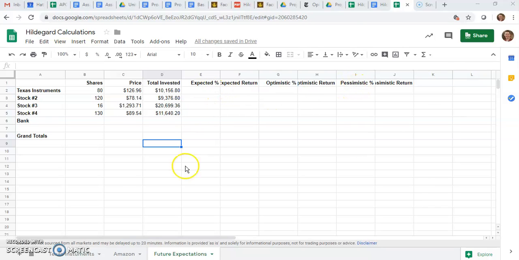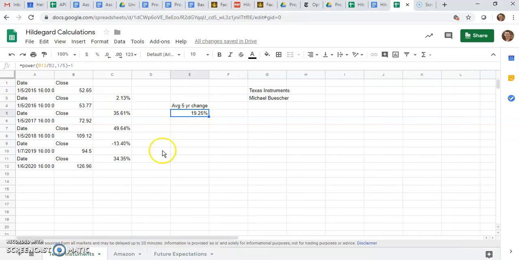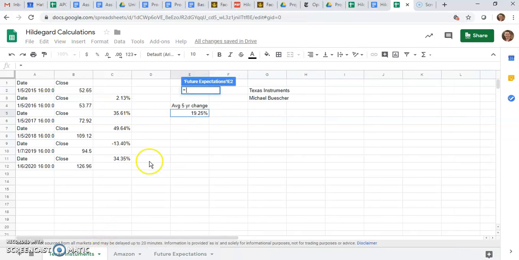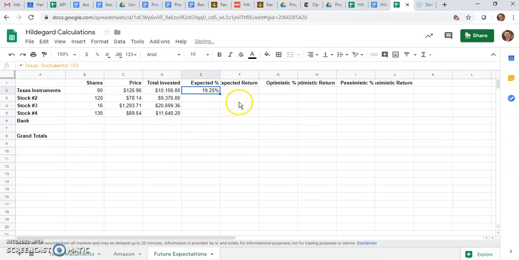But there we go. So the expected percentage on Texas Instruments, it's my average 5-year change, 19.25%. So I can copy that 19.25%, but the easiest way is perhaps to just say equals, click on the block, and say it equals that. And it shows up as 19.25%. If you type the number in yourself, you have to type in 0.1925, or you have to include the percentage. If you just do 19.25, you'll get the wrong answer.